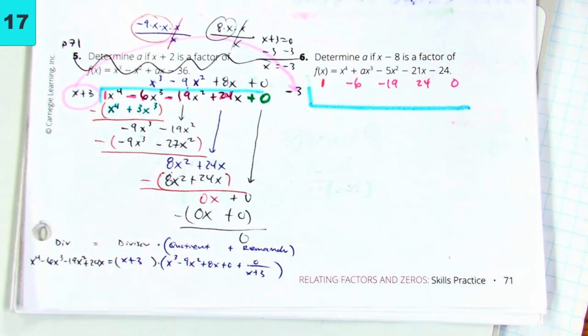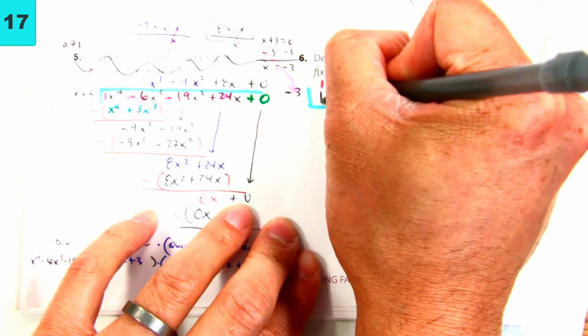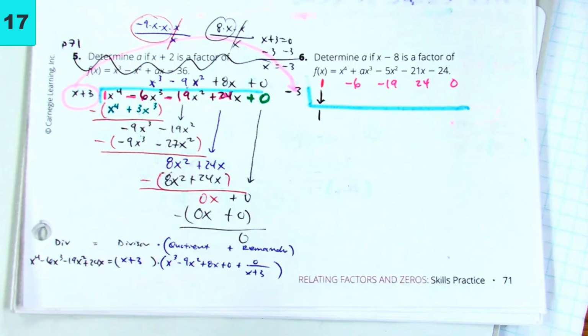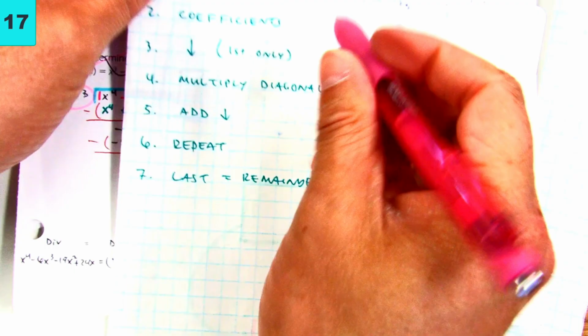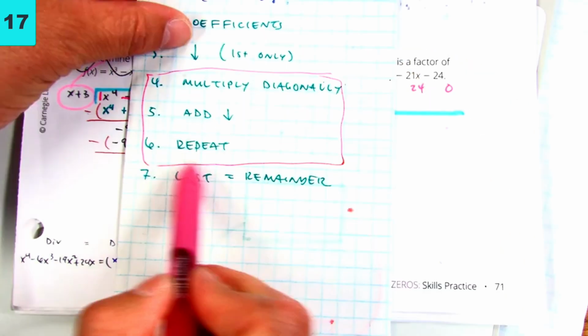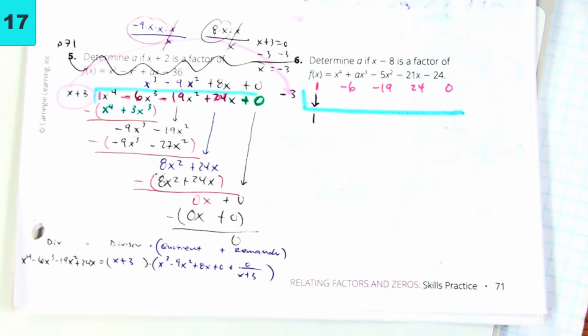The next thing is, what does it tell you to do? Let's bring down the first term only. So whatever this is, just draw an arrow here, bring it down, and you have now 1. And then these steps right here: multiply diagonally, add down, and then repeat. This is the one you repeat here in this red box. Okay? Let's do it together.